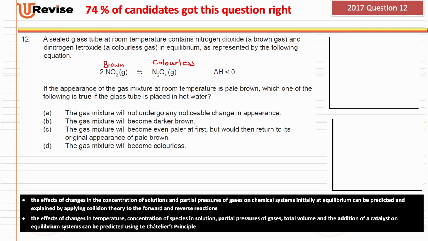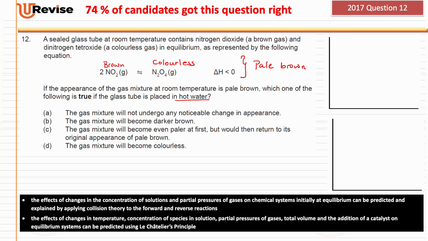If the appearance of the gas mixture at room temperature is pale brown, so this whole mixture is pale brown, obviously, because if you have a brown color, you add a colorless substance in there, it's going to literally dilute the intensity of the brown color, right? Which one of the following is true if the glass tube is placed in hot water?